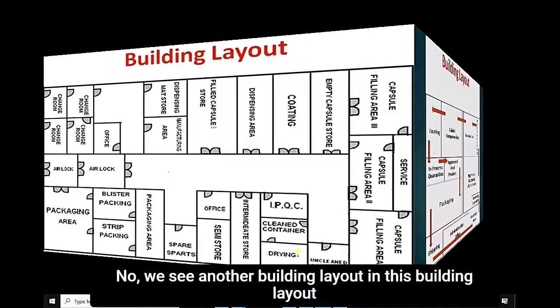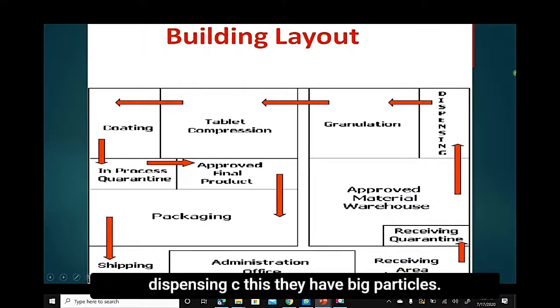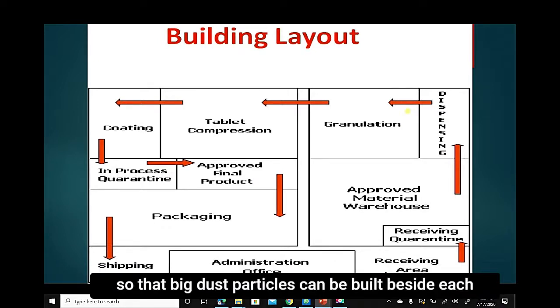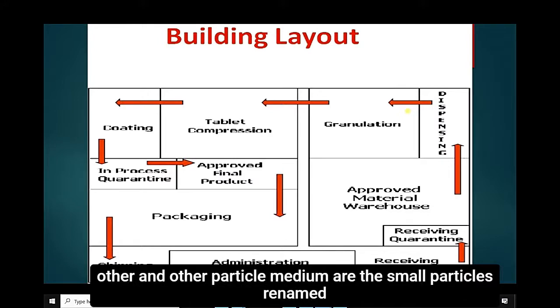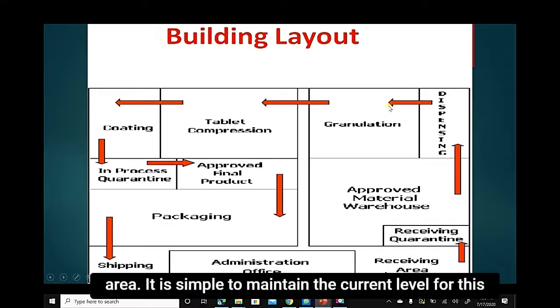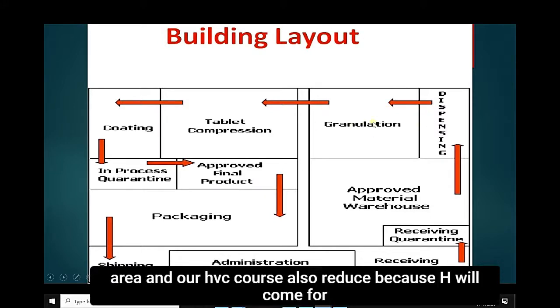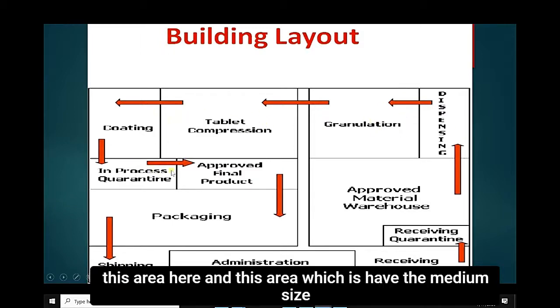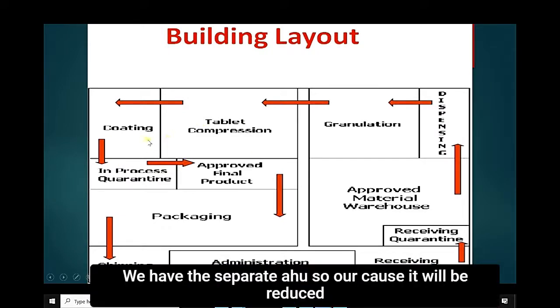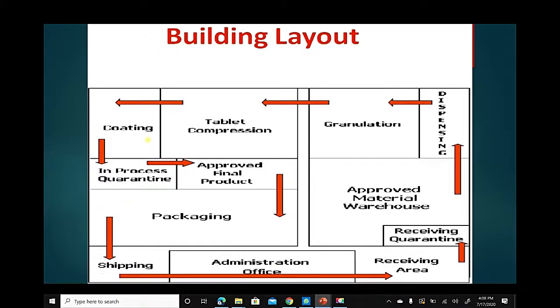Now we will see another building layout. In this building layout, dispensing and granulation have big dust particles. In the same way, we have to design the building layout so that the clean rooms with big dust particles are beside each other, and the medium or small particle clean rooms are beside each other. Like this, dispensing and the others are all large particle generating areas. It is simple to maintain the cleanliness level for this area, and our HVAC cost is also reduced because one AHU will serve this area, and for this area, which generates medium size dust particles, we have a separate AHU, so our cost will be reduced, and the HVAC system will be more efficient.